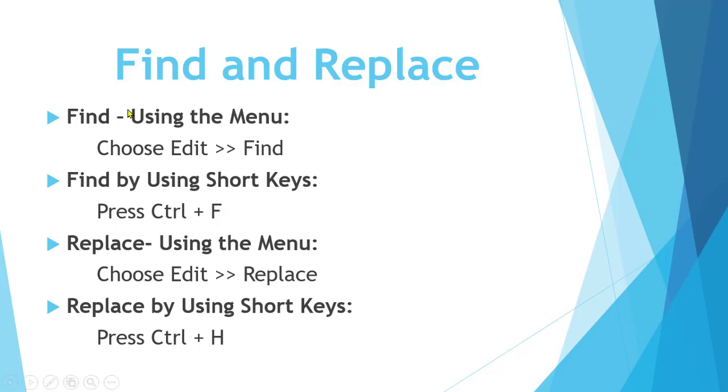We can find a word by using the menu. We can choose the find command from the edit menu, and by using the shortcut method, that is by pressing Ctrl and F keys together, we can find a word in Microsoft Word 2003. We can replace it also by using the replace command, which is present in the edit menu, and we can also use the shortcut for this by pressing Ctrl plus H. And students, let's see how we can do this.